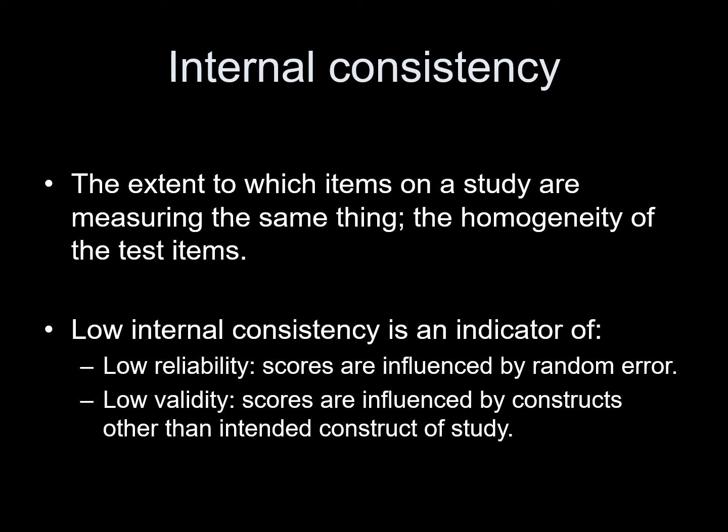Okay. Now the next part I want to talk about is internal consistency. Okay. So now this is the extent to which the items are measuring the same thing. So this is the homogeneity of the items. All right. So now, when something is internally consistent, this is an indicator of high reliability as well as high validity. Okay. Now, vice versa, low internal consistency is an indicator of low reliability and low validity.